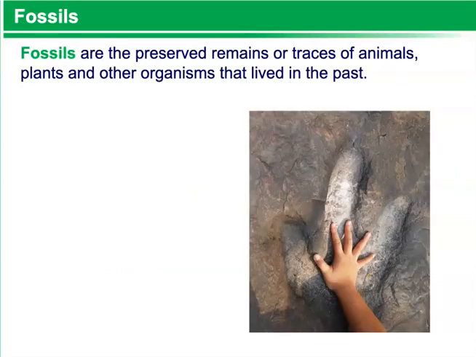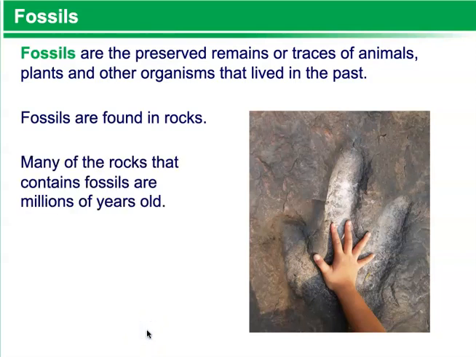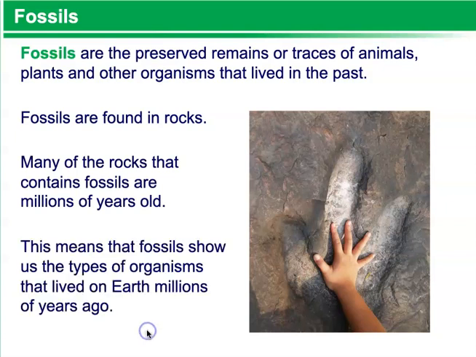Fossils. Fossils are preserved remains or traces of animals, plants, and other organisms that lived in the past. Fossils are found in rocks. Many of the rocks that contain fossils are millions of years old. This means that fossils show us the types of organisms that lived on Earth millions of years ago.